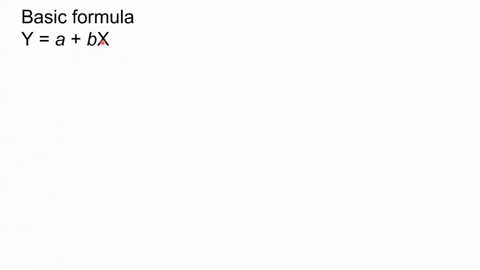So B is our slope measure. And we'll come back to explaining what this means a little bit more. This is a very simple equation. Most equations are not going to be this simple. But it will give you an idea of why we would be interested in using regression.